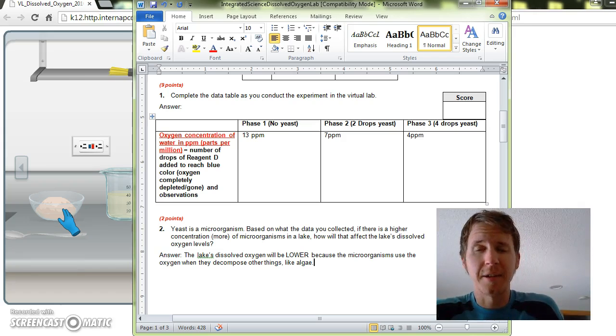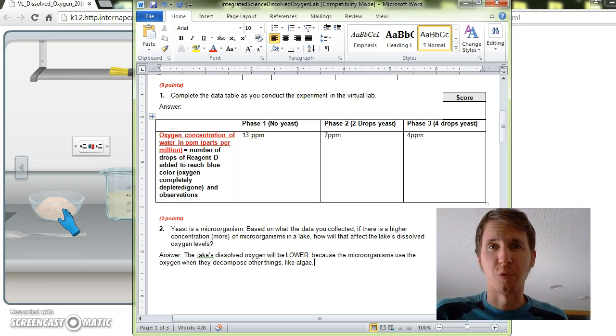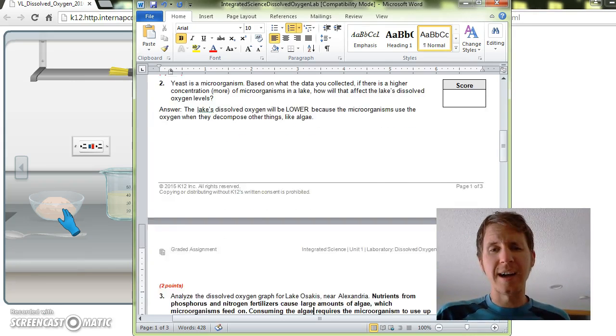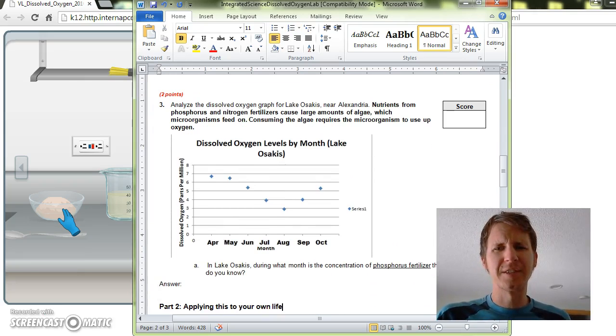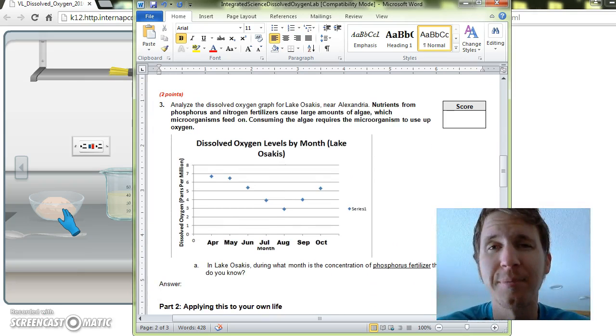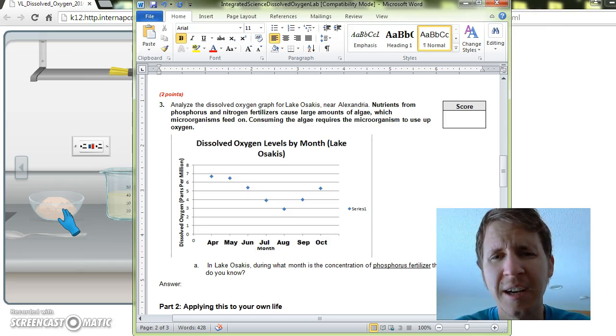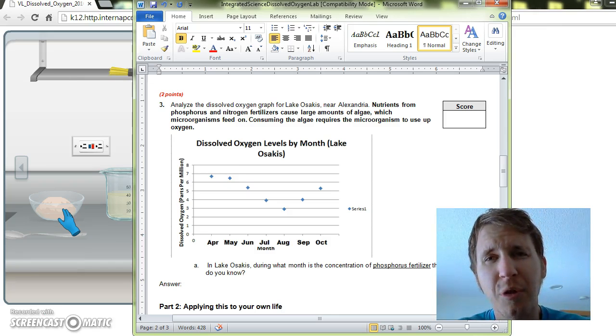experiment again in order to figure out what happens in the real world. And so as we move on, we're going to take a look at this graph. Lake Osakis is a nice place. You may have been there, you may not have. It does suffer from a bit of eutrophication, meaning algae blooms at certain times of the year.